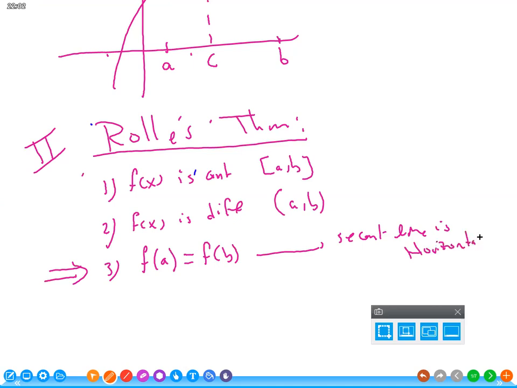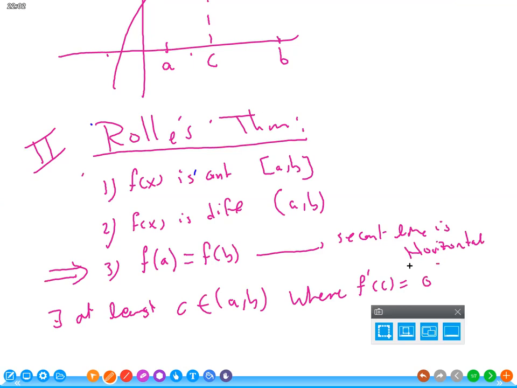If it is horizontal, this implies that there exists at least one c belonging to the open interval where f prime of c, since it is horizontal, equals 0. This is the difference between Rolle's theorem and the mean value theorem. So as a conclusion, Rolle's theorem is a special case, when f of a equals f of b. When we substitute in the mean value theorem on the right-hand side, the same value of y, so f of b equals f of a, we will get 0. It means horizontal. This is section 4.8.